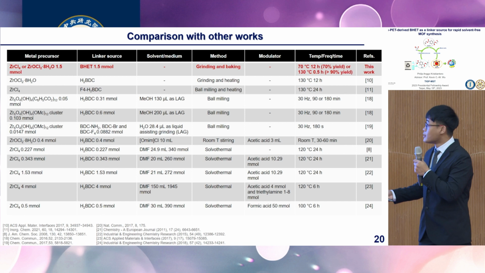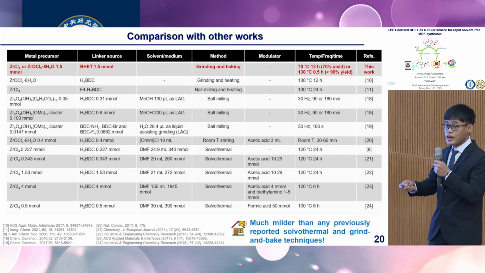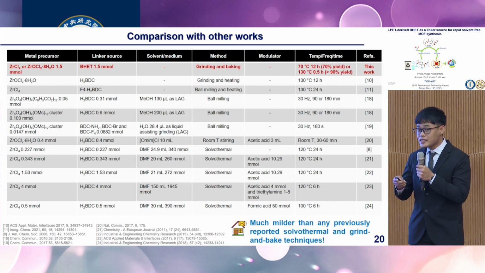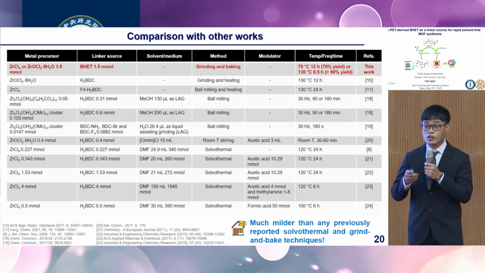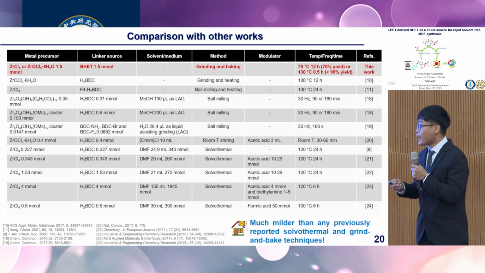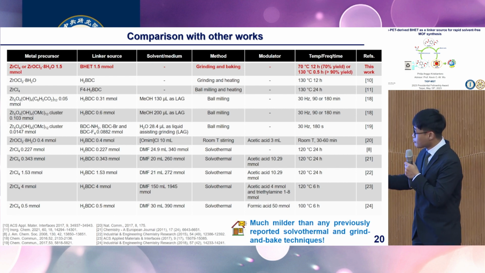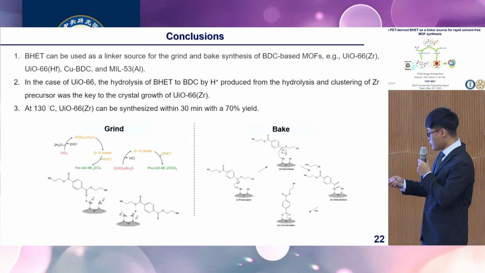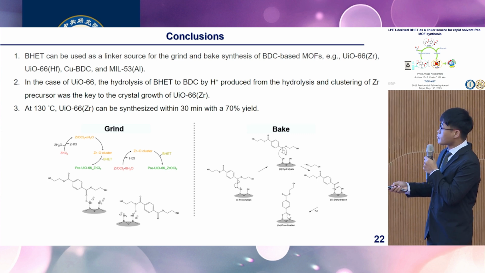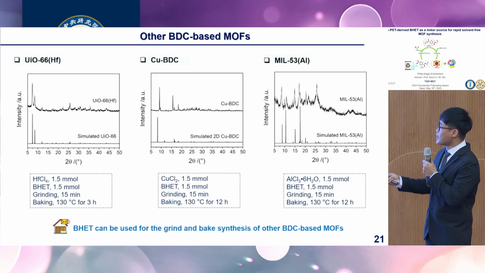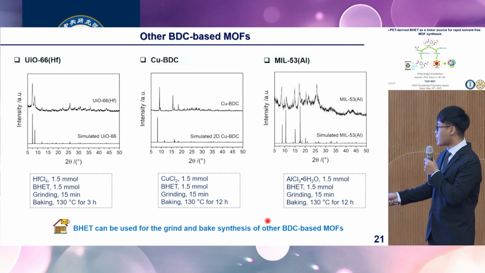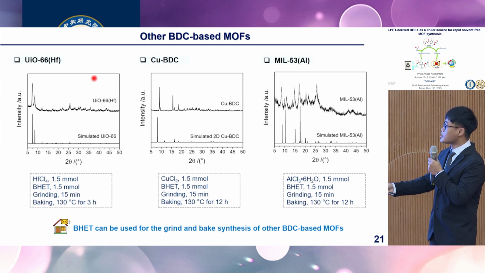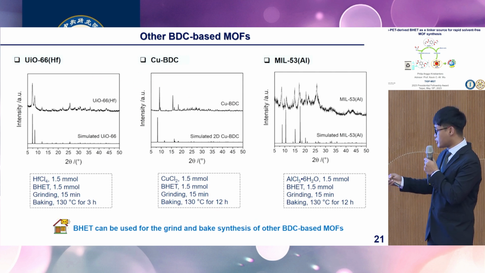As we can see here, the synthesis conditions in this work are much milder than any previously reported solvothermal technique and any previously reported grind and bake technique. And the fact that I can get other PDC-based MOFs by using PHCT as linker source suggests that PHCT is a feasible linker source for the synthesis of other PDC-based MOFs, including UiO66 hafnium, copper PDC, and MIL53.